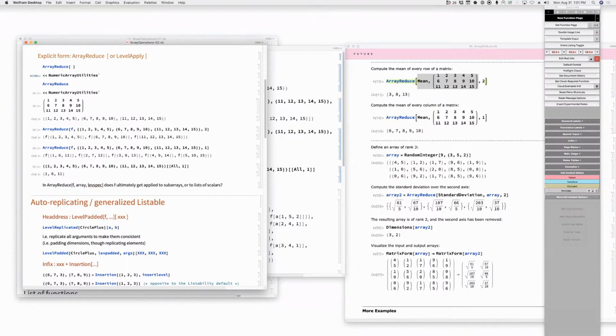And that's similar to this insertion business, where there are two different ways of doing it, right? One is to go up from the bottom, and the other is to go down from the top. What traditional listability does is go down from the top. Am I making sense?